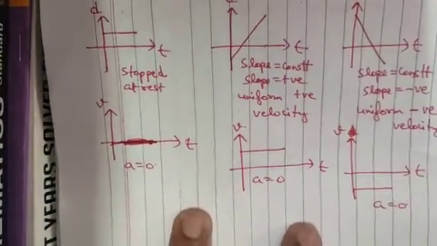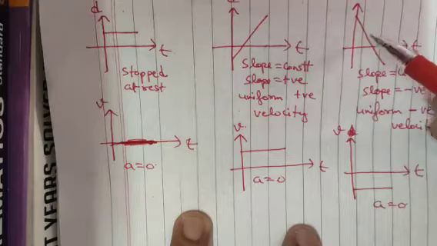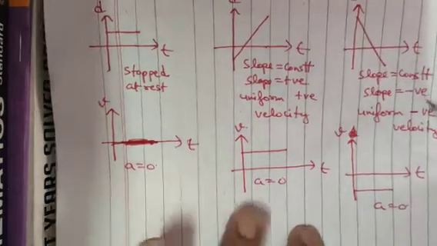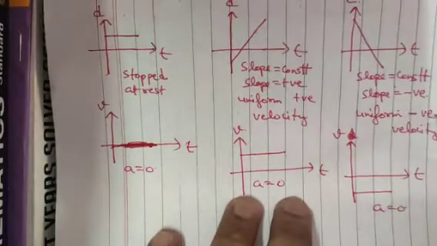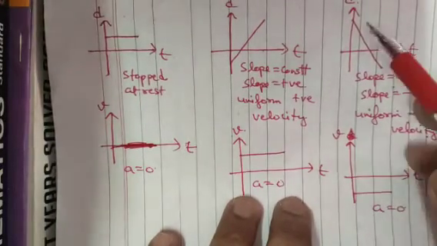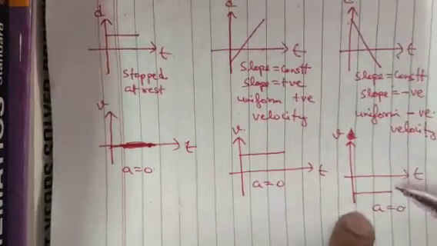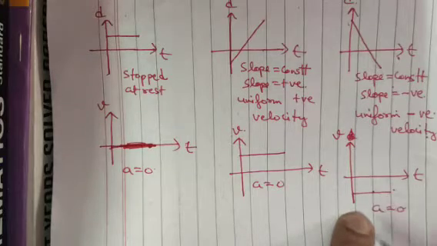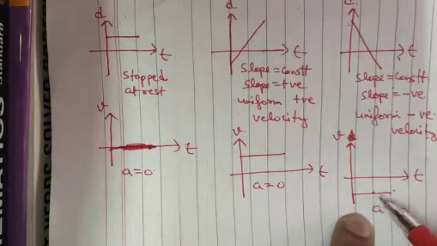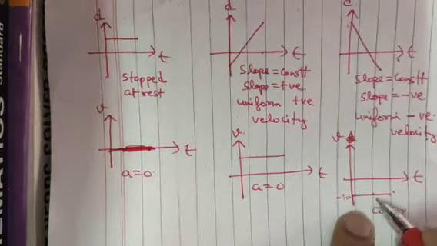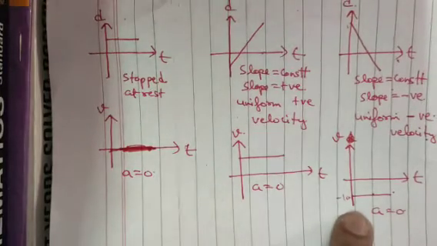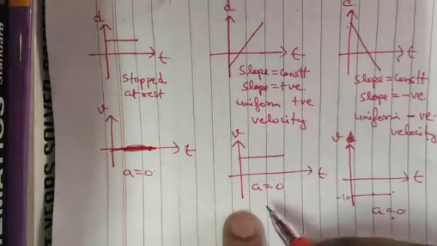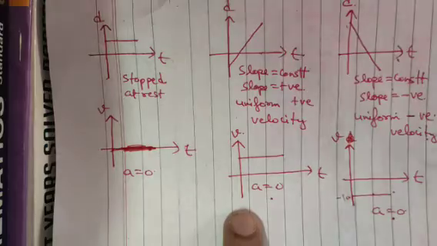Third category of graph, when the slope is constant and negative. Slope is constant and negative. So the body will be having a uniform negative velocity. So this is the displacement time graph, and the corresponding velocity time graph will be a straight line parallel to the time axis, but the velocity will be negative. For example, here -10. So it will be like this. Acceleration will be 0 because the change in velocity is 0. So acceleration will be 0. Here also the acceleration will be 0. Change in velocity is 0.